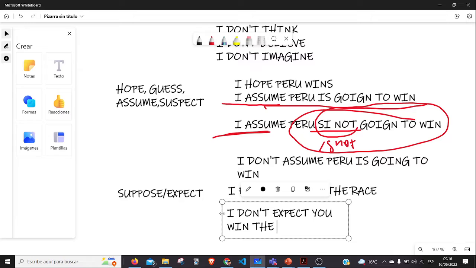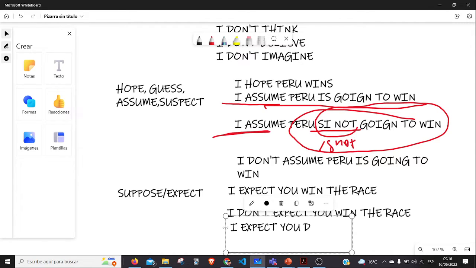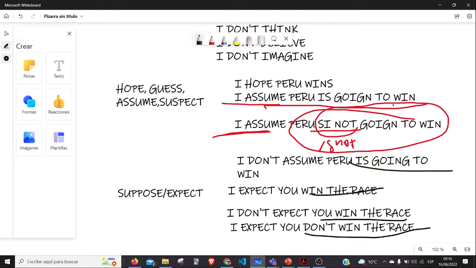I expect you won't. No, you don't, en negativo, with the race. ¿Ok? Aquí va a cambiar el tiempo, de acuerdo a lo que quieres decir. Acá estoy usando presente, por lo tanto uso presente. Si uso futuro, usaré futuro. Si uso pasado, usaré pasado. If I use the present, you use present. ¿Ok? Okay. Yeah, pretty good.